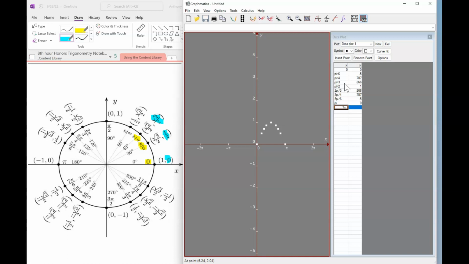What are you guys noticing here about our shape that we're generating? It's waving at you. Hi, it's me, the sine function. How are you? Very friendly, that sine function, huh?